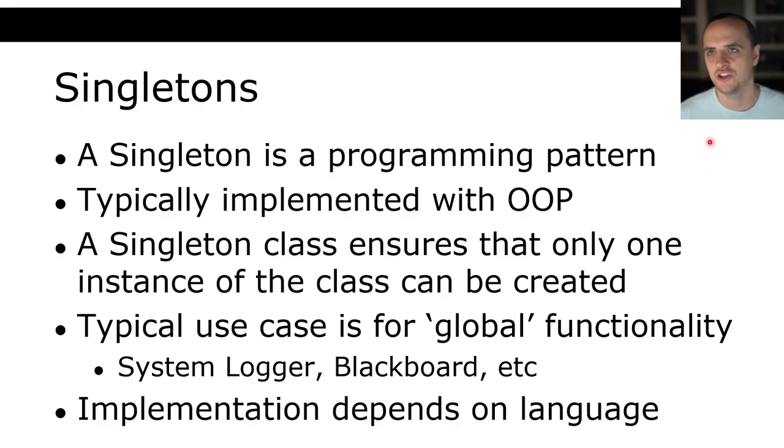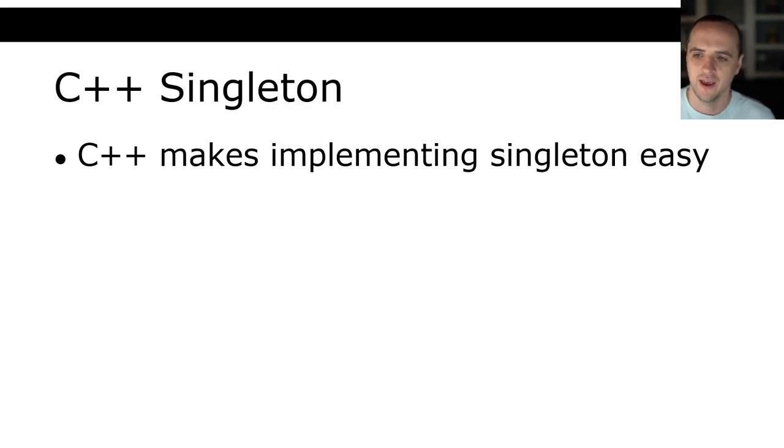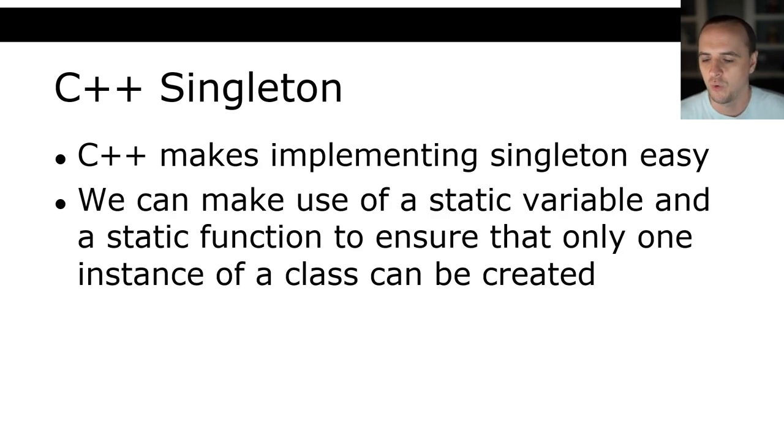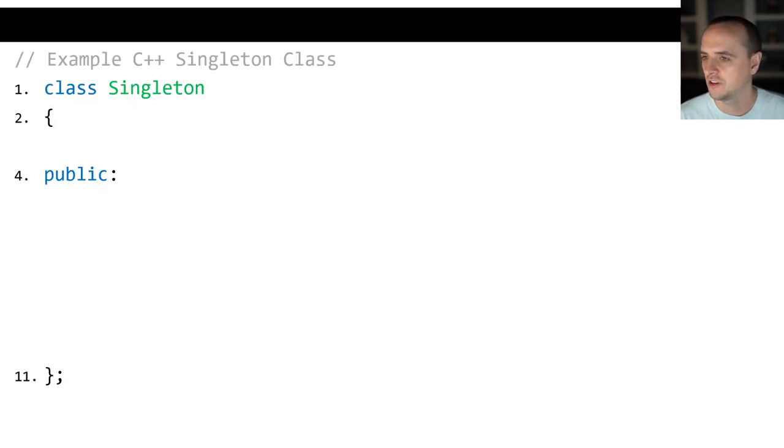And for its implementation, the pattern is kind of the same for most programming languages, but the specific syntax is obviously going to depend on the language. We are doing C++ in this course, and C++ makes implementing a singleton class really easy. So we're going to make use of a static variable and a static function to ensure that only one instance of a class can be created. And we'll also make sure that the constructor of the class is private so that no other code can accidentally instantiate one. Okay? So here's an example of a singleton class.